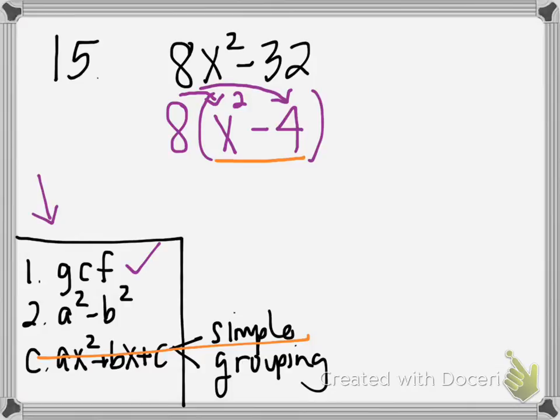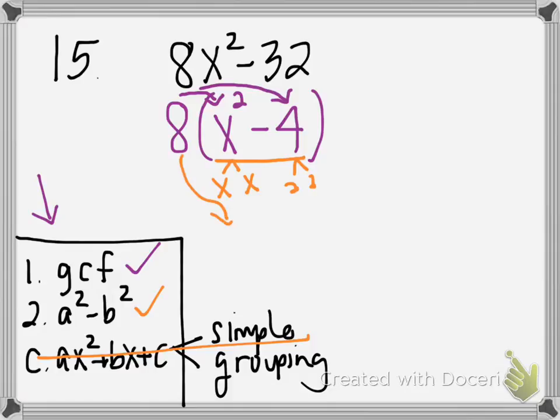So let's check. It's definitely a subtraction sign between them. Is x squared a square? Yeah, because x times x gets me x squared. And is 4 a square? Yes, because 2 times 2 is 4. So we can actually factor this as the difference of squares.